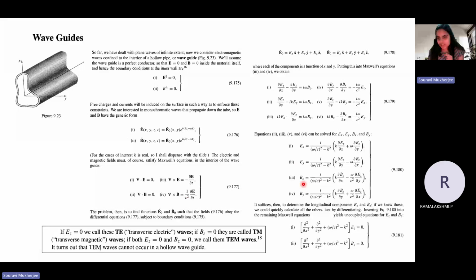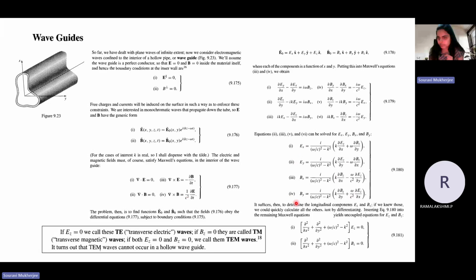Now, if we consider the case of a typical TEM wave where Ez and Bz both are zero, what would happen? So all of this would end up being zero, right? So there'll be no wave, right? So that's how it tells us that TEM waves cannot occur in a hollow waveguide. Okay. So rather, now what we'll consider is a situation where we have some Ez or some Bz. Okay. So now these are the four equations which tell us that if we know Ez and Bz, we can actually find all the four other components.